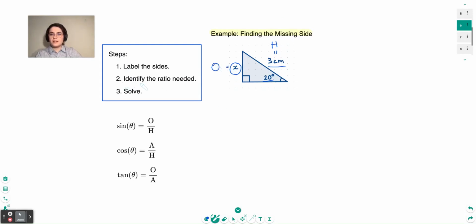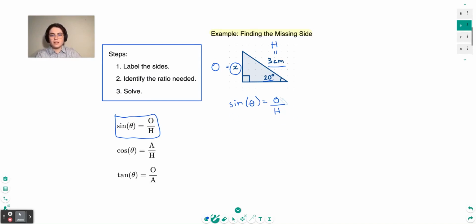The next step is to identify the ratio we need. Over here on the left, we have the three trig ratios, SOHCAHTOA, and we have to ask ourselves which of these three has an O and an H in the ratio. And you'll notice that the only one that has O and H in the ratio is sine. So then this is how we know that we have to use sine for this specific problem.